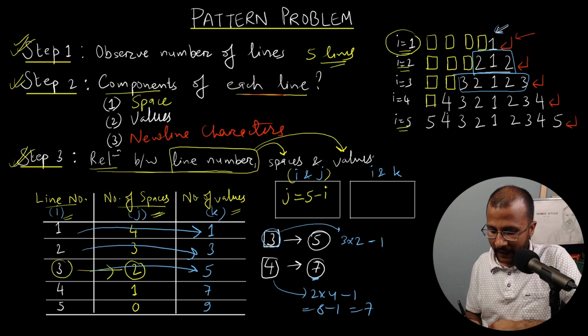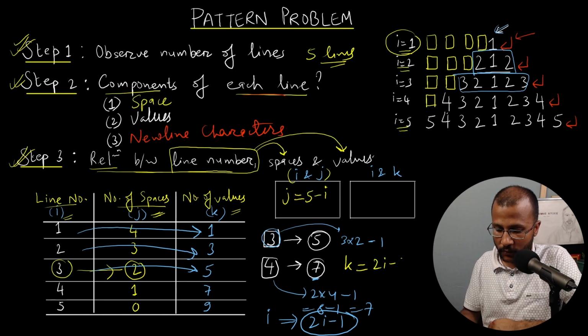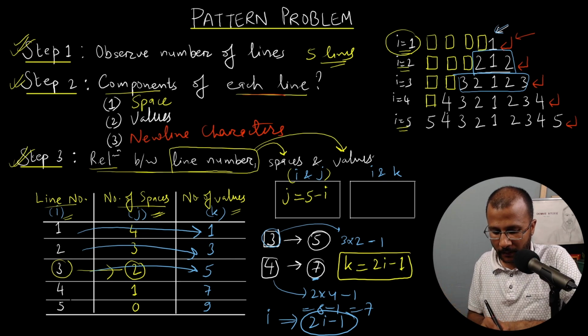So if I have I as the input, what is the output? 2 times I minus 1. So this is the relationship between I and K. I can write K is nothing but 2 times I minus 1. You can just do this for any example. Let's say in line number 5. So what is K, the total number of values?